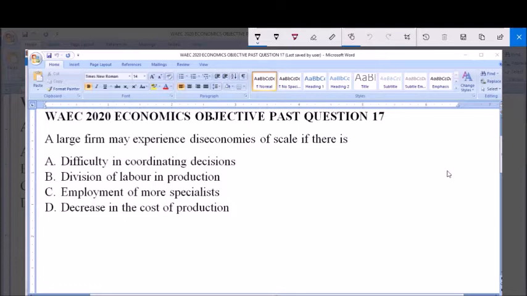Hello and welcome. I will be answering WAEC 2020 Economics Objective Past Question 17. A large firm may experience diseconomies of scale if there is A. difficulty in coordinating decisions, B. division of labor in production, C. employment of more specialists, D. decrease in cost of production.